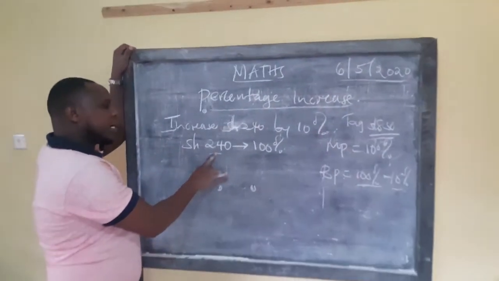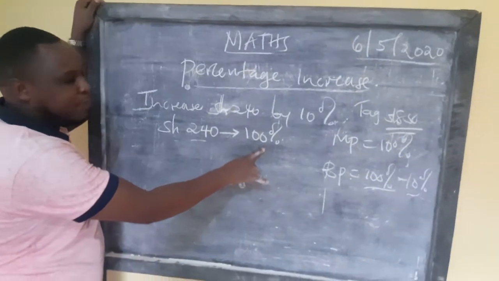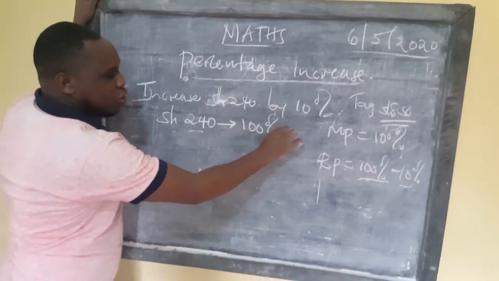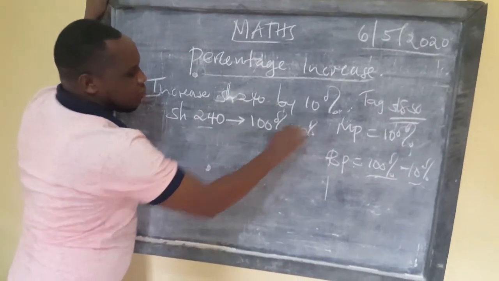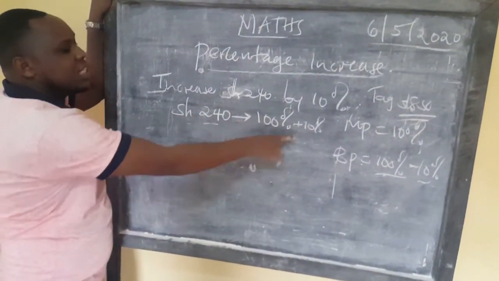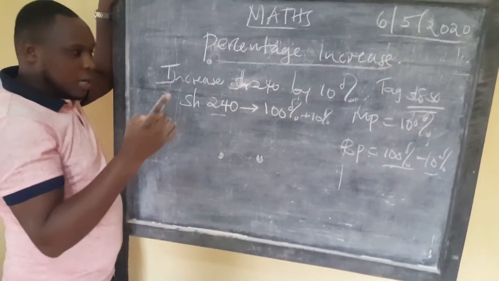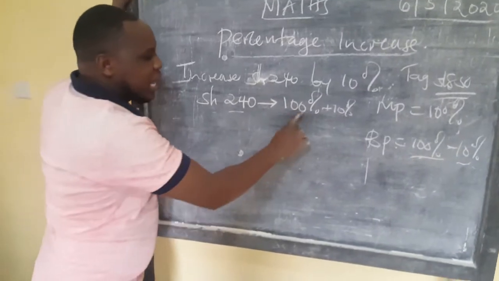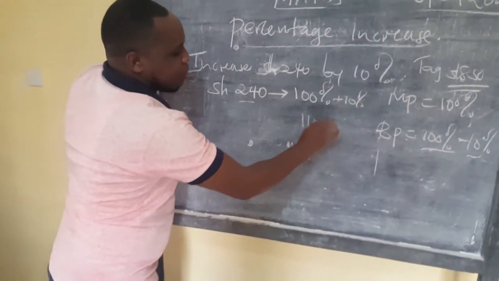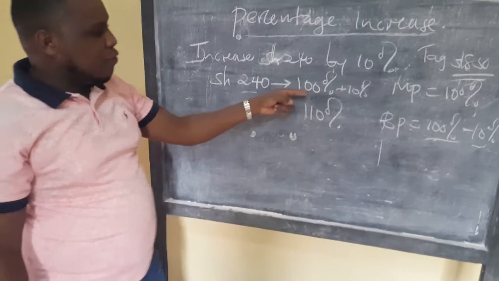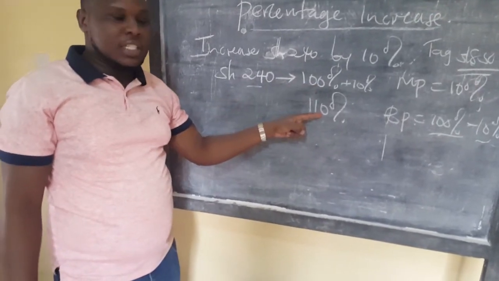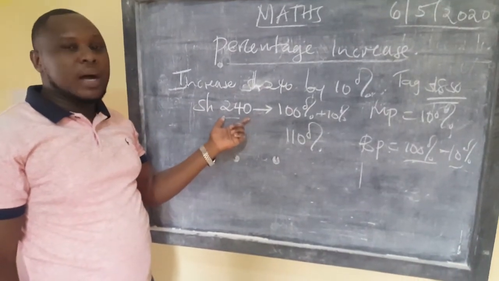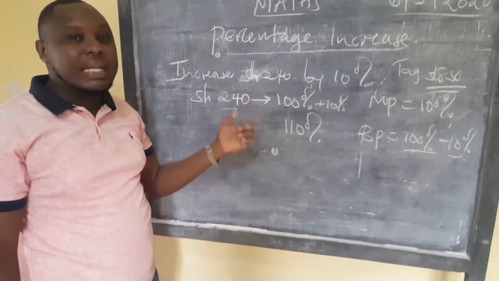So 240 shillings is equivalent to 100%. Meaning that to increase, you add something. So we are going to add 10% to this, so that this amount can increase by 10%. And what will be the new percentage? Our new percentage will be 100 plus 10, which is 110%. You have seen that we have moved from 100 to 110%, so definitely you don't expect this amount to go down. It is going to increase.